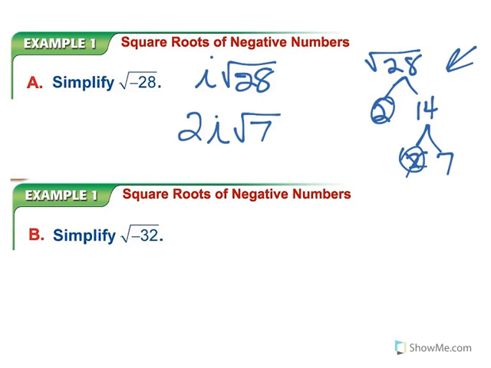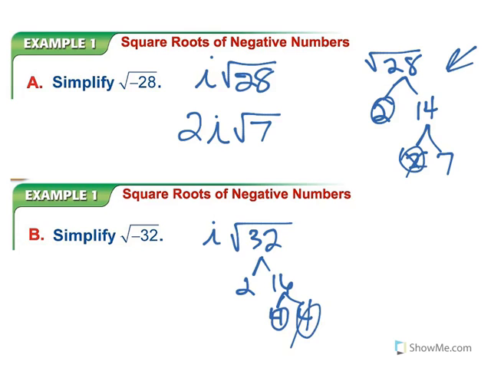Alright, let's look at B. We're going to simplify this one as well. The first thing I'm going to do is take out that negative and replace it with i on the outside. So we get i times the square root of 32. Then we can break the 32 down into 2 and 16. 16 can split into 4 and 4. And here we see that we have 2 pairs.